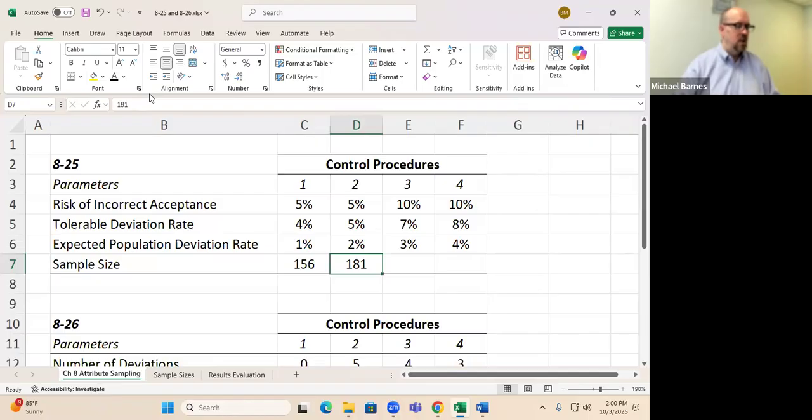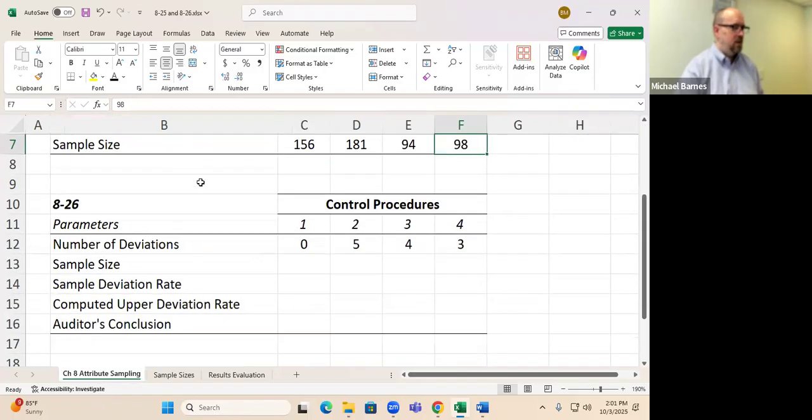All right, moving on to the next question. 10%, 7%, 3%. A 10% risk means a change in confidence level to what? 90. So 90%, 7%, 3%. What's our sample size? 94. Now the same question, except we have a tolerable deviation rate of 8% and 4%. Same idea as before, we're not really changing the distance much, so we may have a small change in sample size, but it's going to be very close. What did you all come up with? 98, sorry. I don't know why I said 91. I was really excited about the number 91 for some reason.